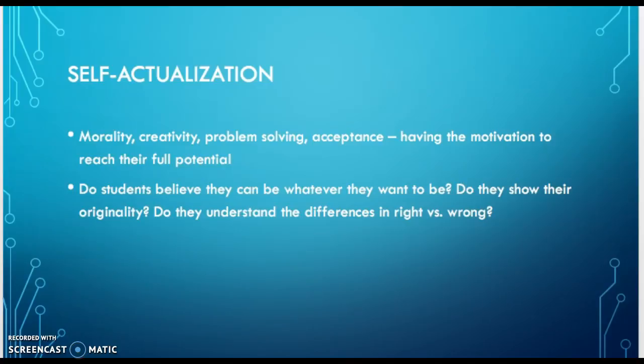And so in a classroom, for students to reach this, do students believe that they can be whatever they want to be? When they come into school and they've thought about their life, they're thinking, I can be this when I get older. I can do this. Not just, no, I'll never amount to anything. Like, I'm a nobody. We don't want that, because that's not self-actualization. So, do they show their originality? And do they understand the differences in right and wrong? Do they actually see that difference?